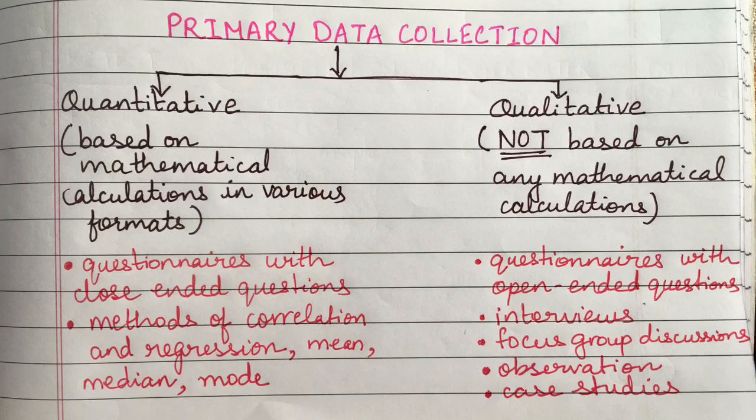Quantitative data collection methods are based on mathematical calculations in various formats. So you use different types of statistical techniques and mathematical calculations to come to a conclusion of your quantitative data. The methods of quantitative data collection and analysis would include questionnaires, which has closed-ended questions. Then it will use methods of correlation and regression, mean, mode, and median.